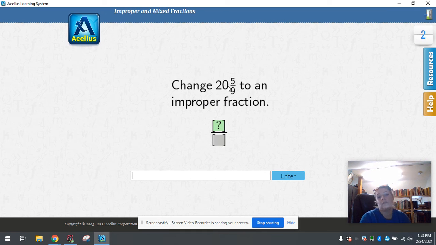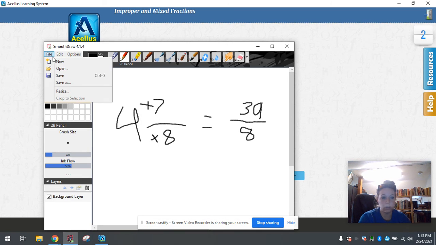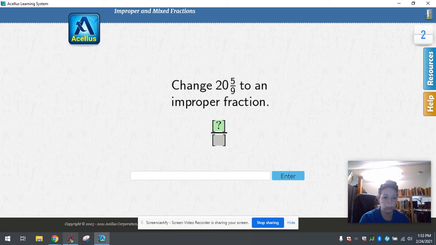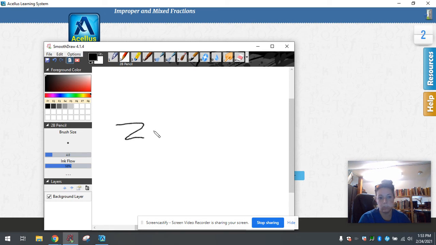Change 20 5/9 to an improper fraction. Same thing I just did. I'll draw it out if you want me to. 20 5/9. I hate drawing on this thing.